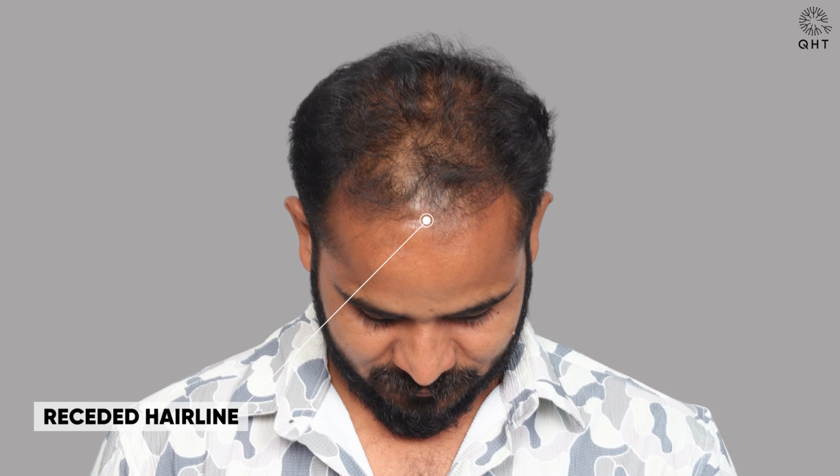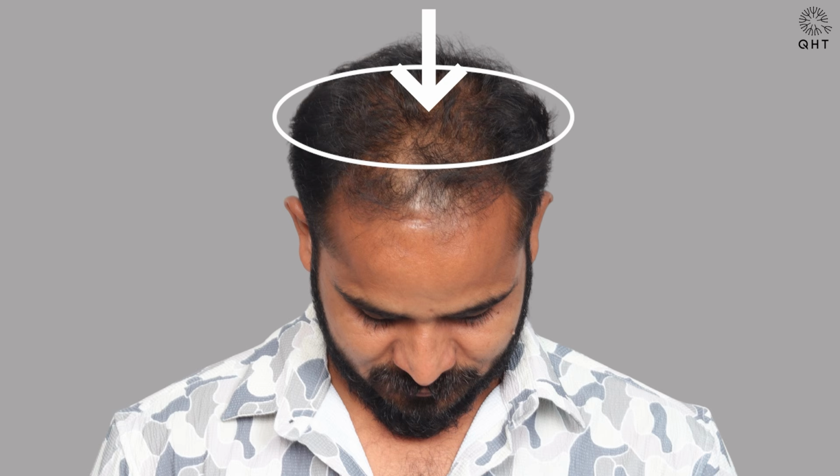Finally, we come to our patient 3, who was suffering from an advanced stage of baldness. His hairline had completely disappeared, and both the frontal and mid-scalp areas were severely damaged. However, the rest of his scalp was still covered with thick, strong, and healthy hair.